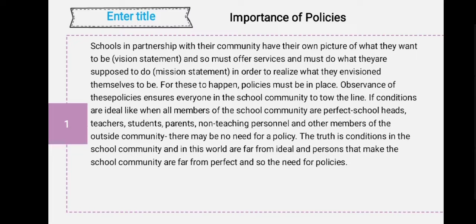If conditions are ideal, like when all members of the school community are perfect: school heads, teachers, students, parents, non-teaching personnel, and other members of the outside community, there may be no need for a policy. The truth is conditions in the school community and in this world are far from ideal, and the persons that make up the school community are far from perfect, and so they need the policy.